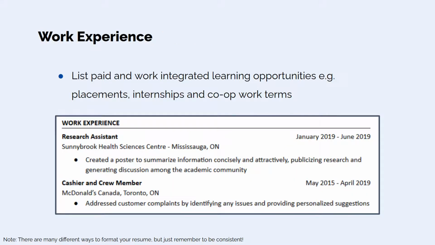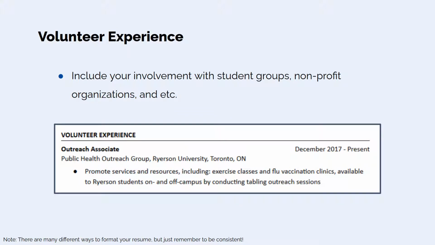4. Work experience. Paid and work-integrated learning opportunities through school, such as placements, internships, and co-op work terms, go under this section. 5. Volunteer experience. Add anything you did on a voluntary basis. This can include your involvement with student groups and nonprofit organizations.